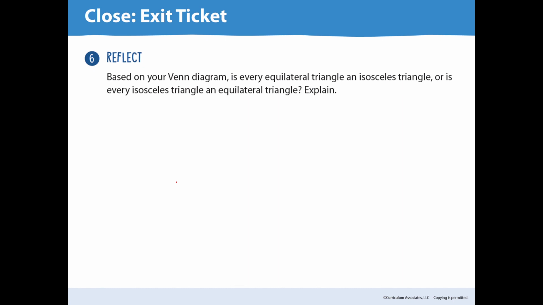So to answer this question, every equilateral triangle is an isosceles triangle. All equilateral triangles have two or more sides of equal length because they all have three sides of equal length. Not all isosceles triangles have three sides of equal length.